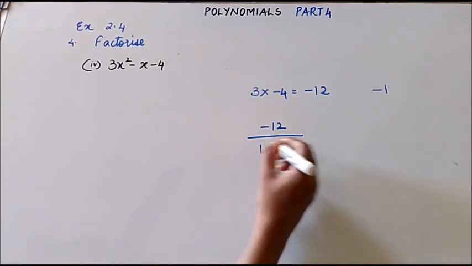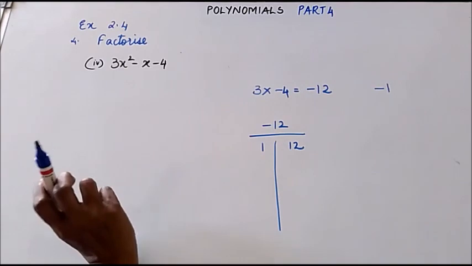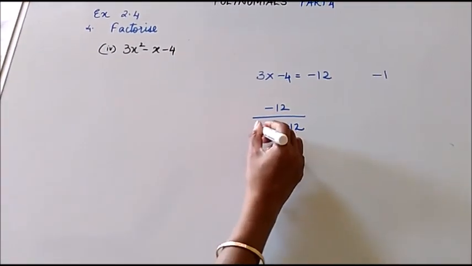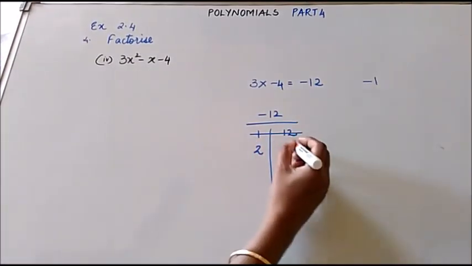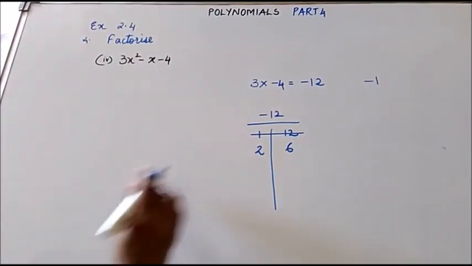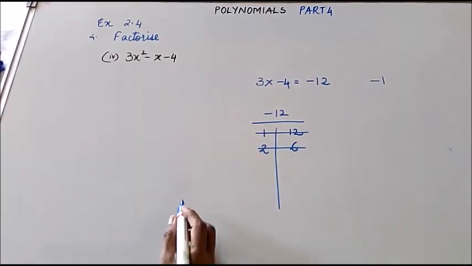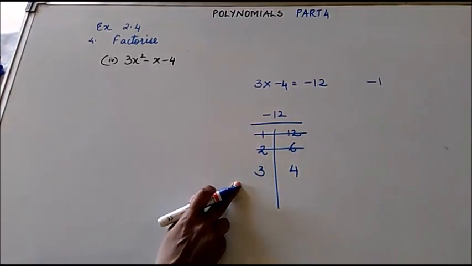12 can be written as 1 into 12. Now since it is minus 12, one of the factors has to be negative. But as we can see, 12 minus 1 will not give me 1. So this factor cannot be taken. Next we can write 12 as 2 into 6. Here also we see when we subtract we don't get 1. So we cannot take even this factor. Next 3 into 4 gives me 12, and when we subtract we get 1.